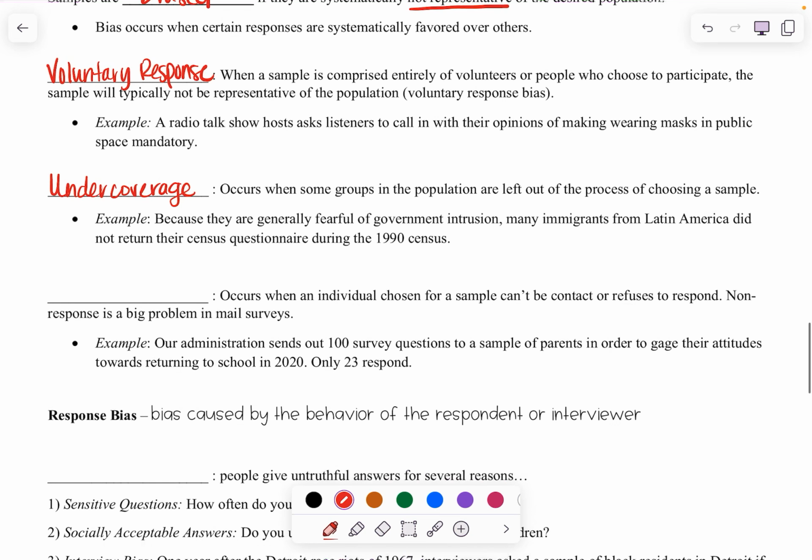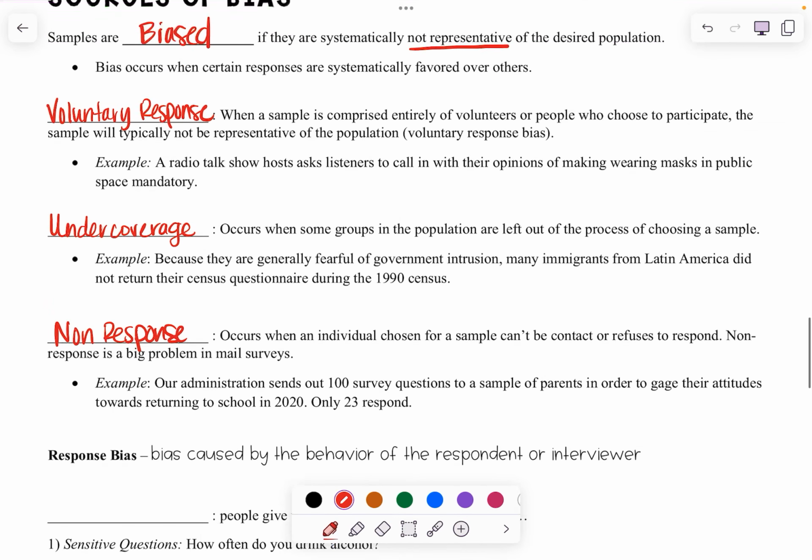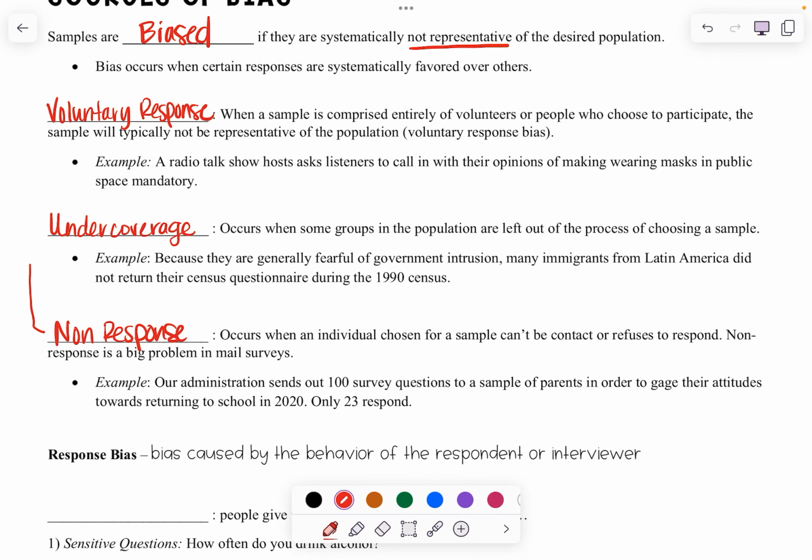Now for the thing that I'm going to, non-response, let me write it out before I talk. I'm going to kind of draw a connection to these two things, and only because these are commonly mixed up, just like our cluster and our stratified. So I am going to highlight the fact that you should know the difference.